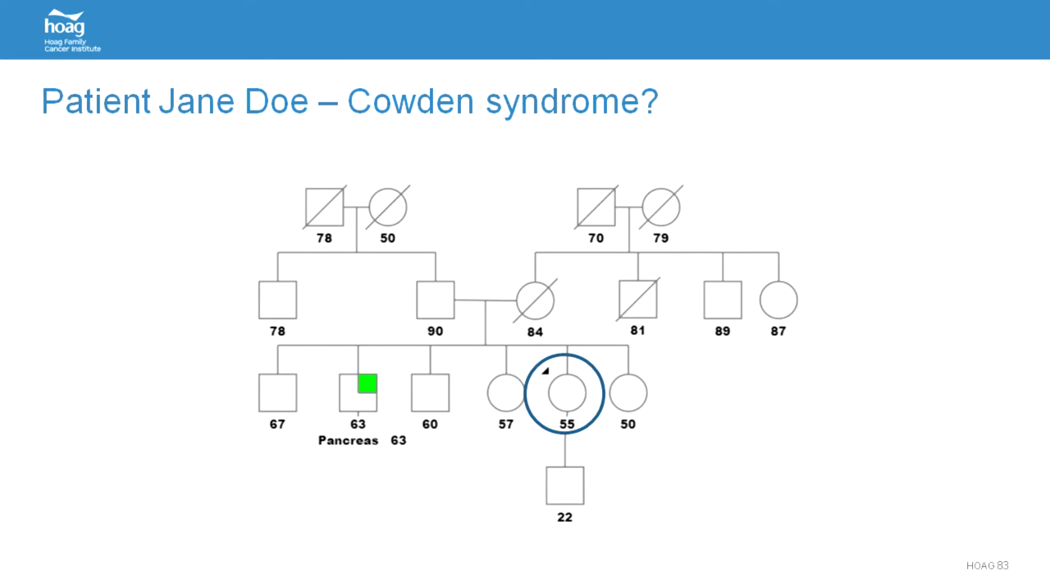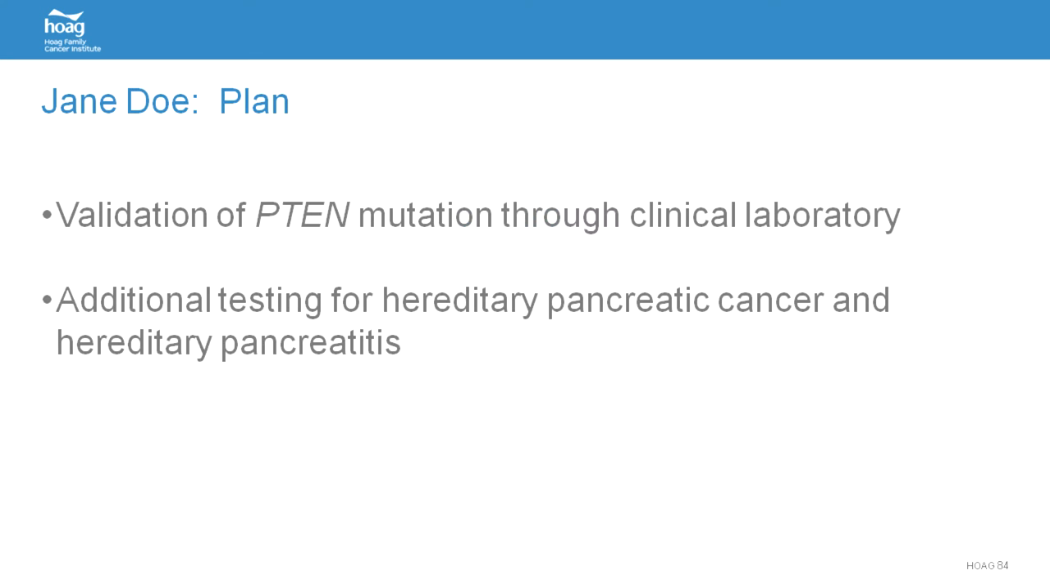So she came in, we took a detailed family tree, four generations. Here she is with a big circle around her. She is from a big family, and there are no cancers associated with Cowden syndrome at all. And her father's alive at 90, her mother passed away at 84, everybody's in their 80s, 70s. The only history was pancreatic cancer newly diagnosed in her brother. So our plan was to validate the PTEN mutation through a clinical laboratory, and then we also thought we would do additional testing for hereditary pancreatic cancer and hereditary pancreatitis.